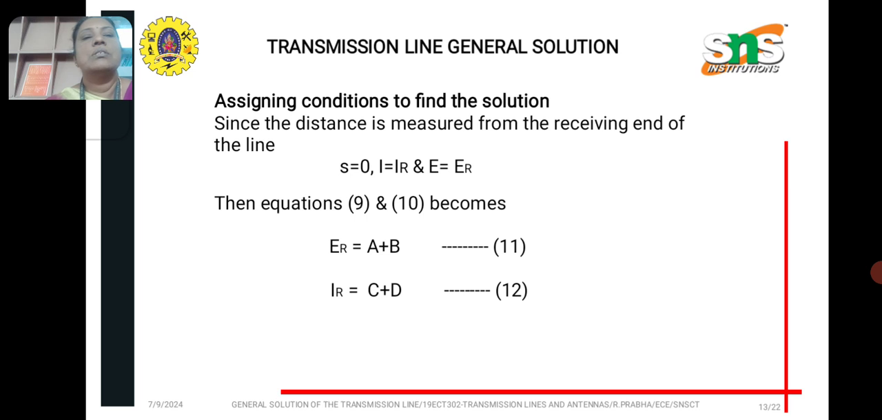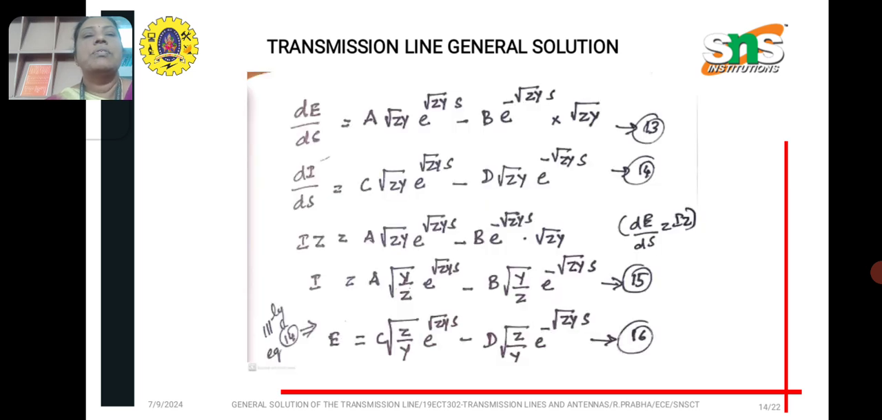Taking these as equation 11 and equation 12, these equations are again solved by differentiating with respect to S. So we get dE by dS and dI by dS. We know dE by dS is Iz, and from the Iz equation we can easily get I. Similarly, we can get E as C into root of Z by Y e power root ZY into S minus D into root of Z by Y e power minus root ZY into S.